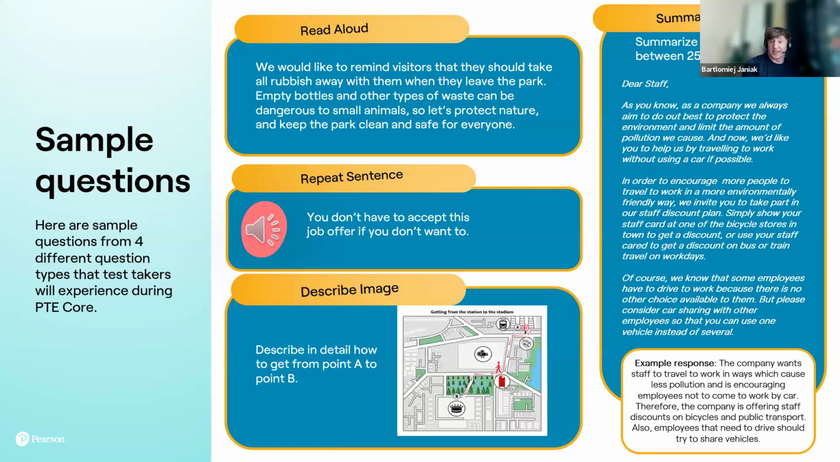Reading aloud and describe image. When it comes to describe image, you might see, for example, a map, and you might be asked to describe in detail how to get from point A to B, which can happen in real life. You might be presented with a process or a recipe that shows you how to make something, how to cook something, and you'll need to describe the process.